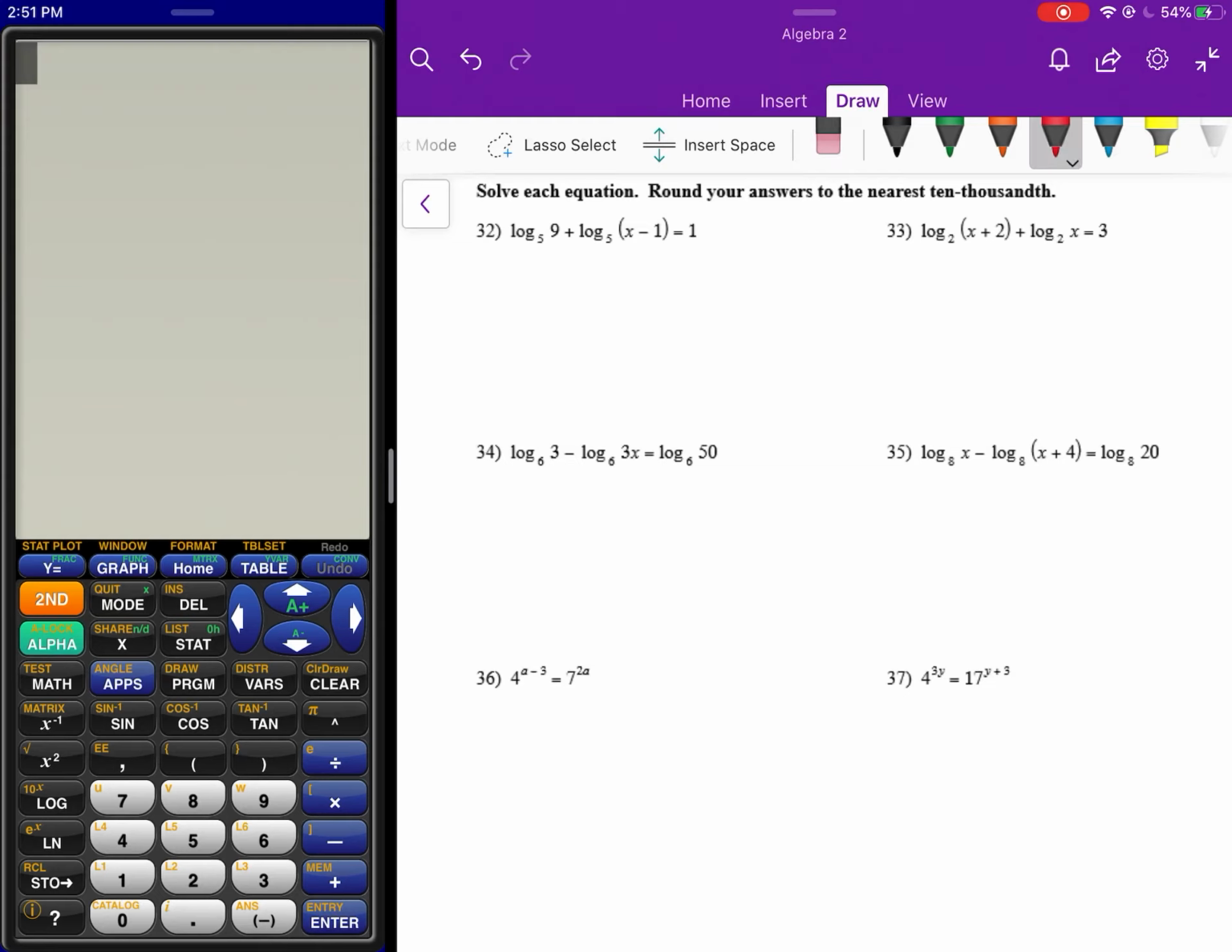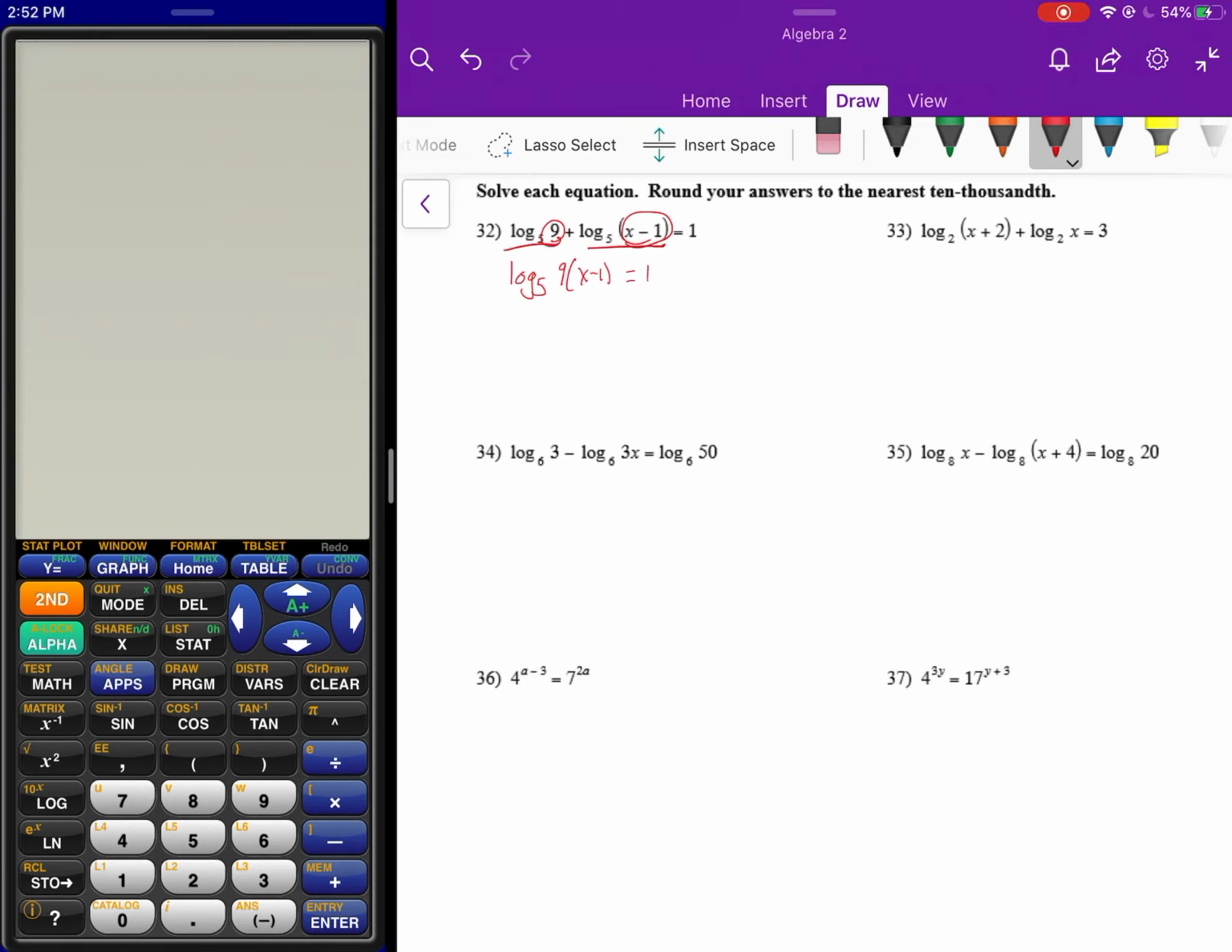Well, for 32 and 33, specifically 32, because that's the one we're going to do now, we notice that we have log base 5 on the left of two different things. If we have log with the same base of something plus log with the same base of something else, we can use the product rule, and we can say this is log base 5 of 9, the argument here, times x minus 1, the argument here, equals 1. So that's what we want to do first.